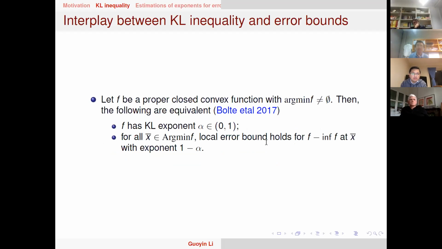So there's a nice interplay between the KL inequality and the error bounds, at least in the convex case.